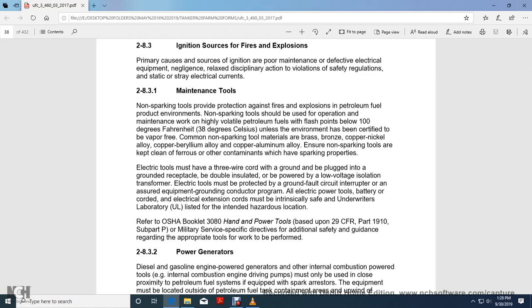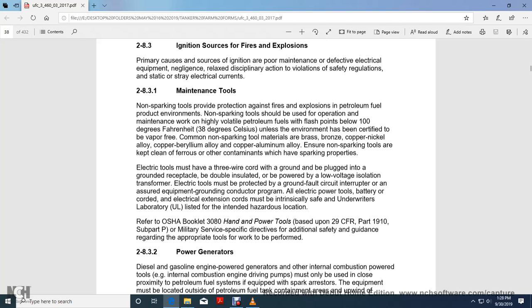2.8.3.1 Maintenance tools. Non-sparking tools provide protection against fire and explosion in petroleum fuel product environments. Non-sparking tools should be used for maintenance work on highly volatile petroleum fuel with a flashpoint of 100 degrees Fahrenheit, unless the environment is certified vapor-free. Common non-sparking tool materials are brass, bronze, copper-nickel alloy, copper-beryllium, aluminum-copper, and aluminum alloy. These non-sparking tools are kept clean and free of ferrous and other contamination of the spark properties.